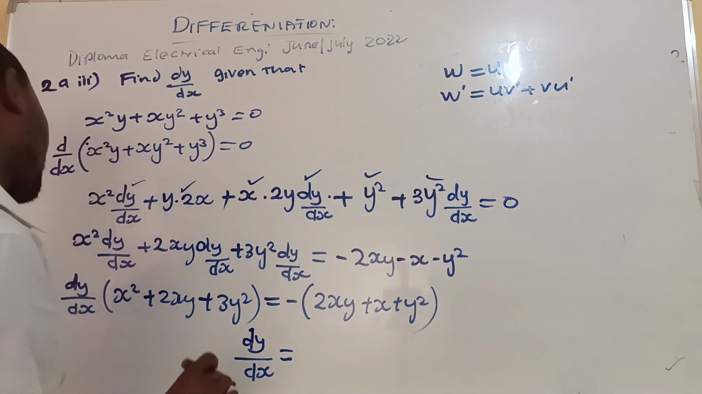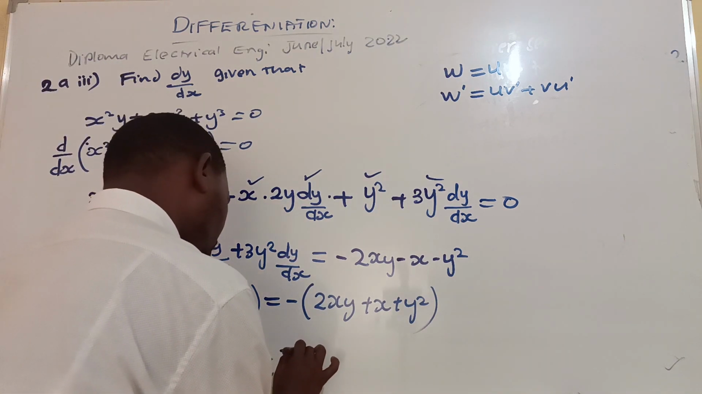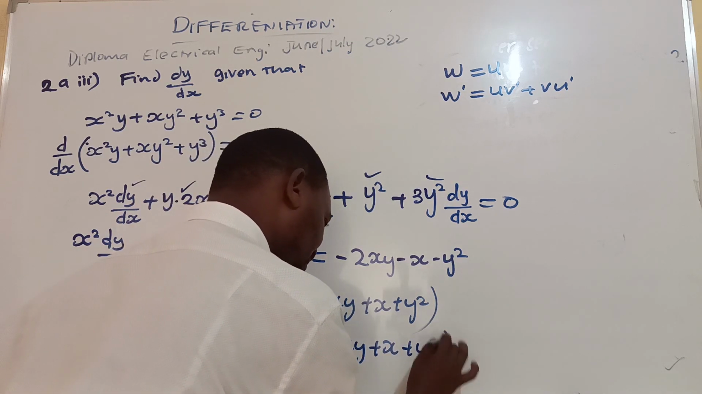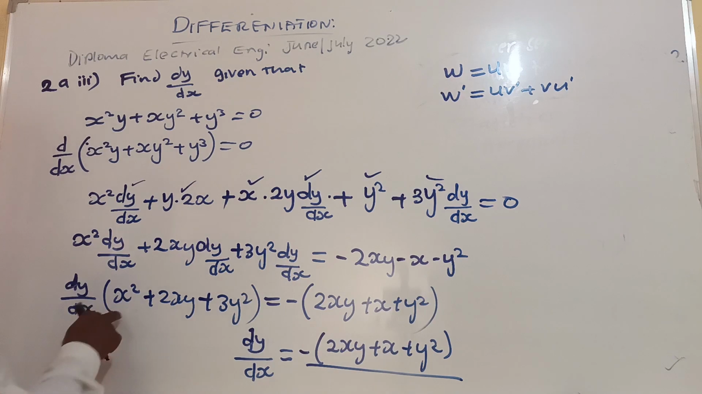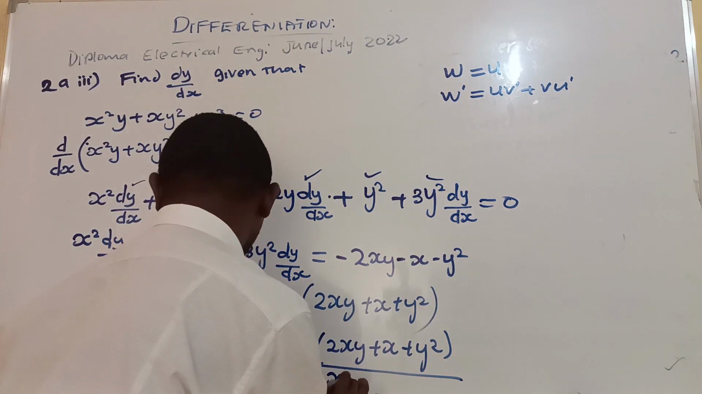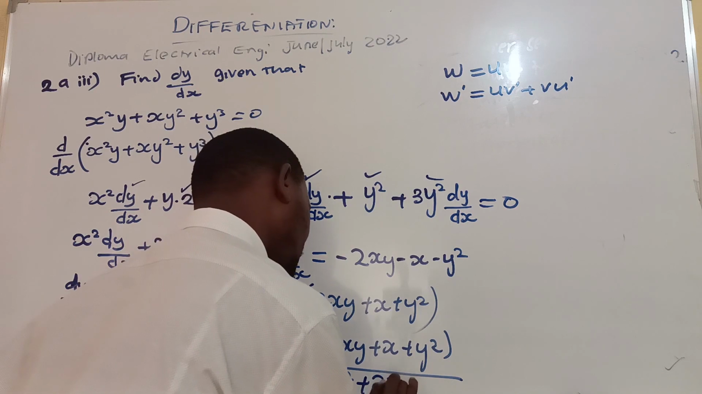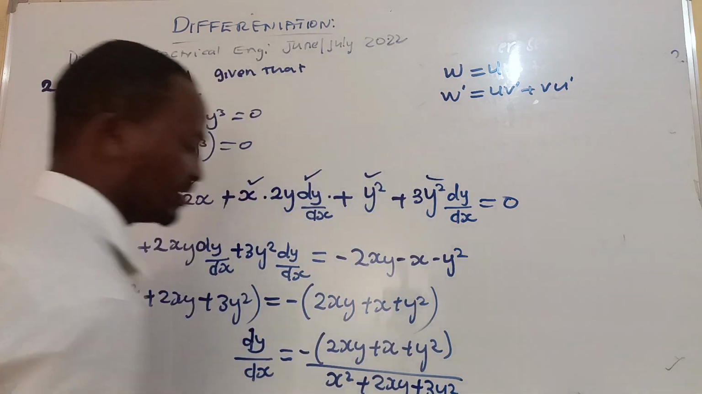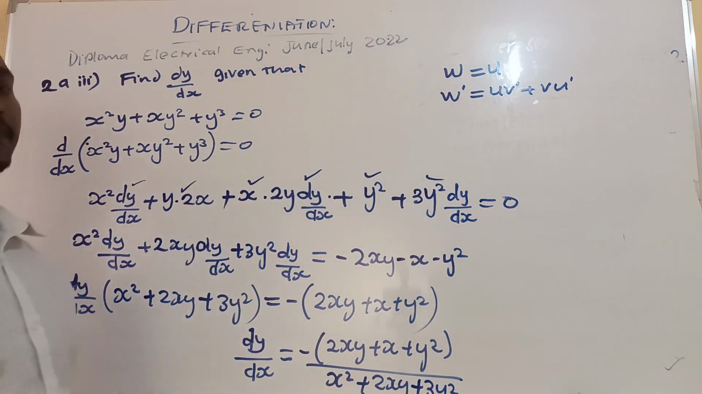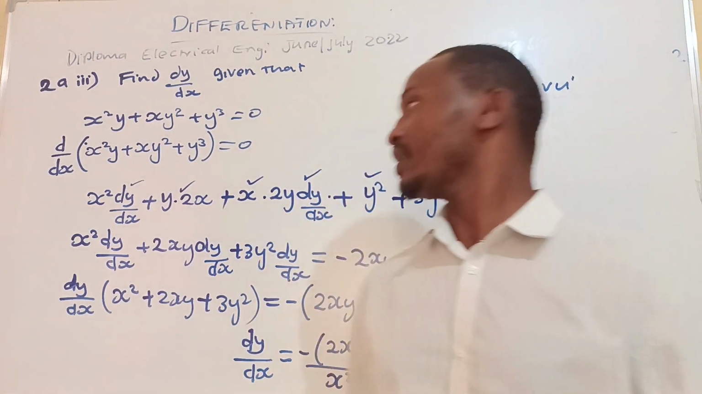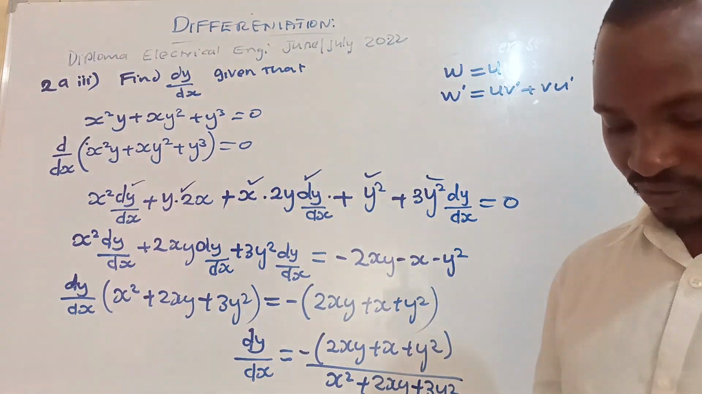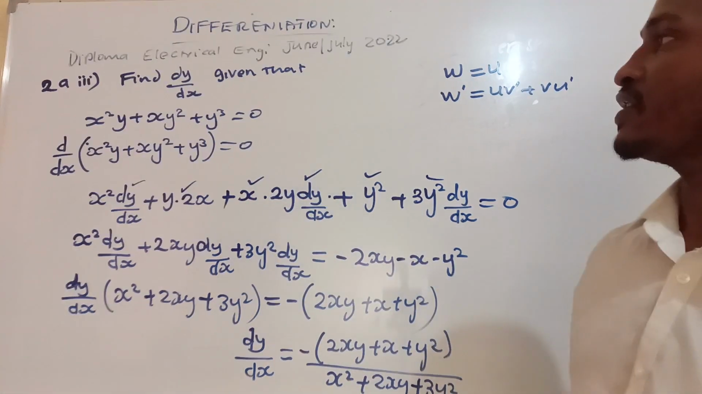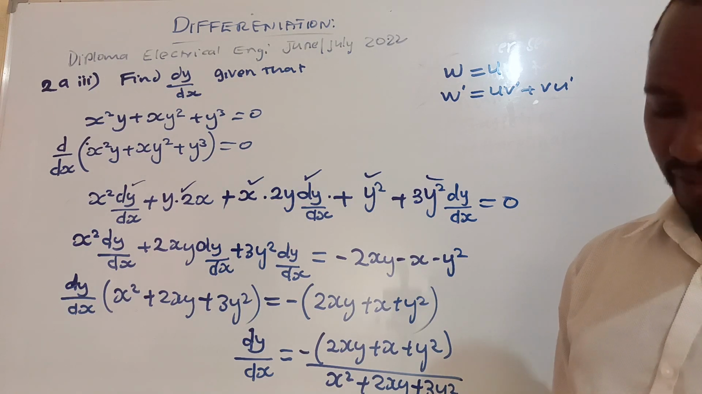Now you have dy dx is equal to negative 2xy plus x plus y squared, all over x squared plus 2xy plus 3y squared. So that is it. That's how you solve such a problem using implicit functions. I think we are going to do another problem later, but I would like us to introduce another method, that is differentiation using parametric equations.